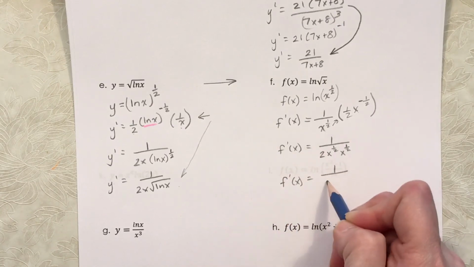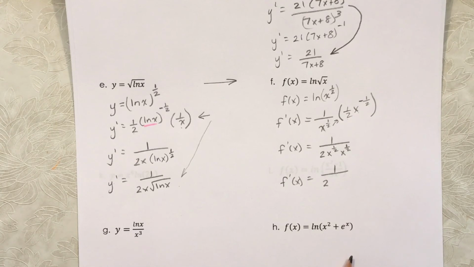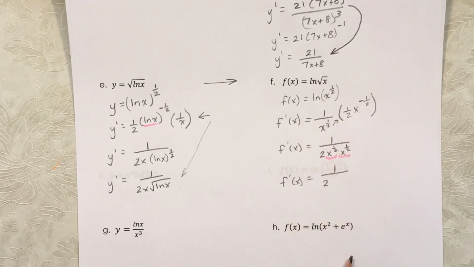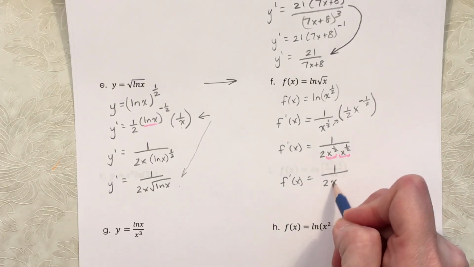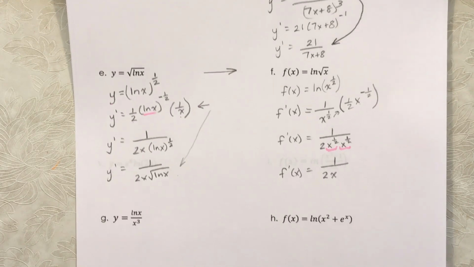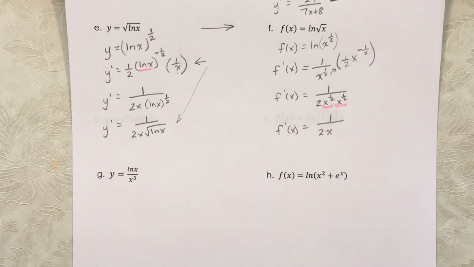And then I can think about what's happening in the denominator: I'm multiplying x to the 1/2 by itself. So I'm multiplying powers with the same base, so I keep the base x and add the exponents. 1/2 plus 1/2 is 1. So it works out that f prime at x is actually 1 over 2x, which is a really pretty derivative there. You'll find that a lot of the times in ln questions, the derivative works out to be fairly pretty. All right, on to G.